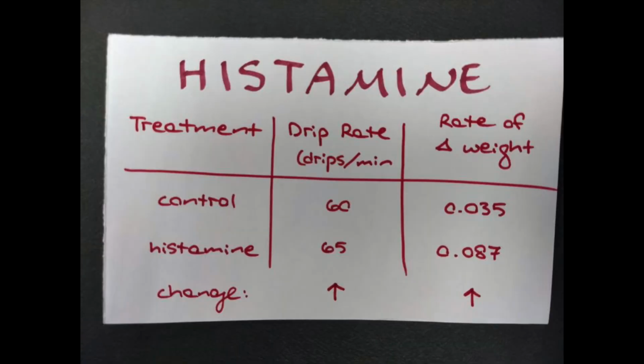This was observed by an increase in the rate of weight gain when histamine was perfused through the frog compared to the control. Additionally, the rate of change in weight increased dramatically as compared to the changes observed when adenosine and ADH were compared to their respective control trials.